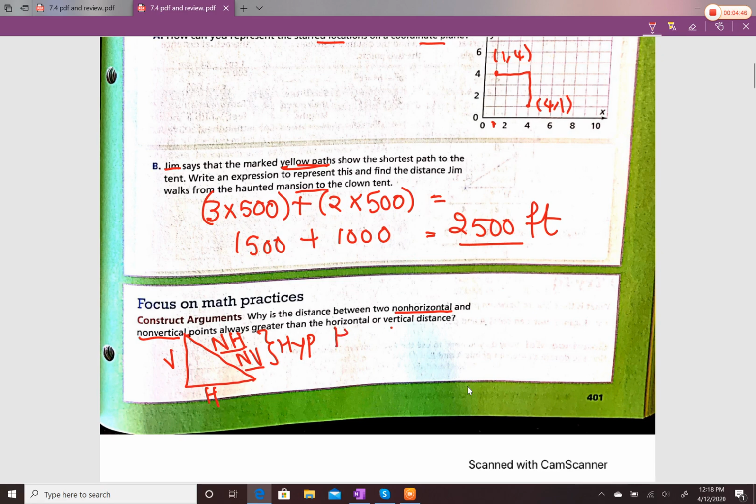So we know the hypotenuse is always the longest side. Now you know what non-horizontal and non-vertical points mean.